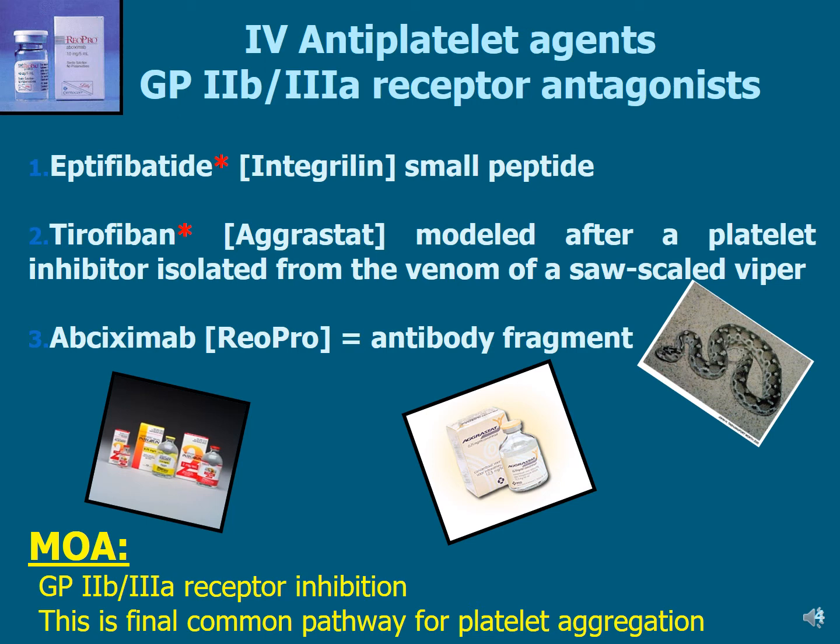The first one is eptifibatide. It's a small peptide that binds directly to those receptors. Tirofiban, which was designed after the venom of a viper snake. And then the last one, it's a small antibody fragment. It's abciximab. So again, MAB, monoclonal antibody. If you remember one of the tips I gave you, I think last week, when you see MAB, that means it's a monoclonal antibody. All three are used IV only, and they are direct receptor inhibitors.